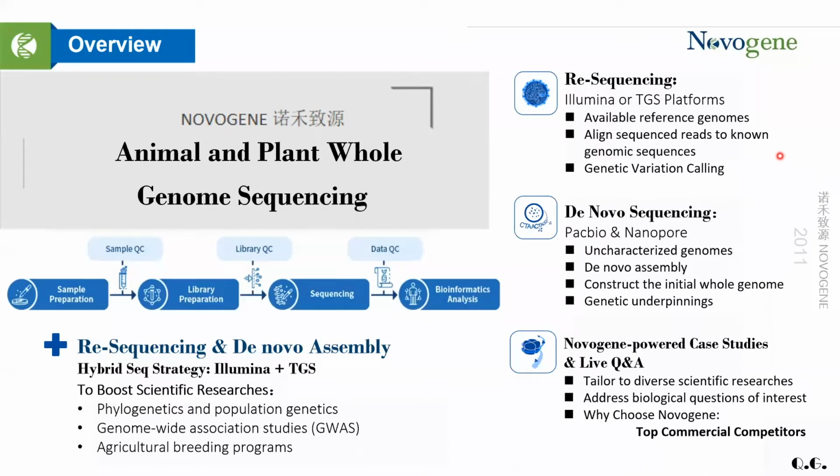Animal and plant whole genome sequencing offers a comprehensive view of the entire genomes. It has been widely applied to both scientific research in the fields of phylogenetics and population genetics, genome-wide association studies, and agricultural breeding programs. So I will take this timely opportunity to guide you through our optimized entire pipeline of both resequencing and de novo sequencing, from the sample submission to bioinformatic analysis.